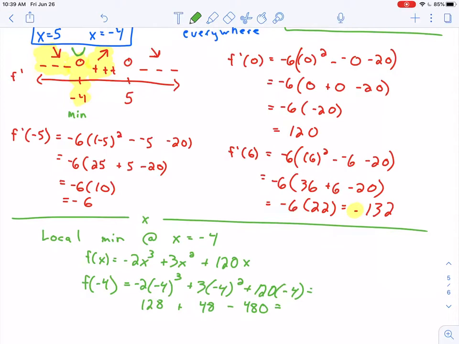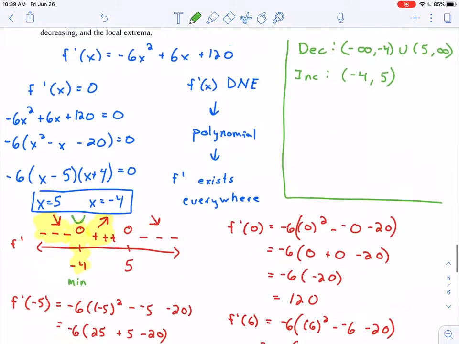All right, let me just double check. Times 4, yep. So 128 plus 48 minus 480. I have a y value of negative 304. Oh my goodness. So I have a local minimum. I'm going to include this with my answer.